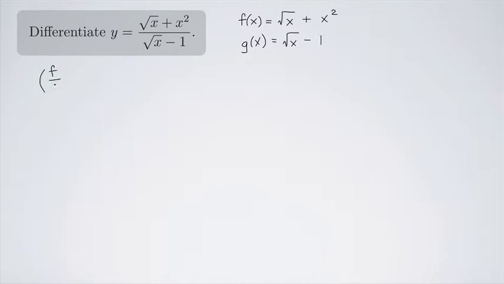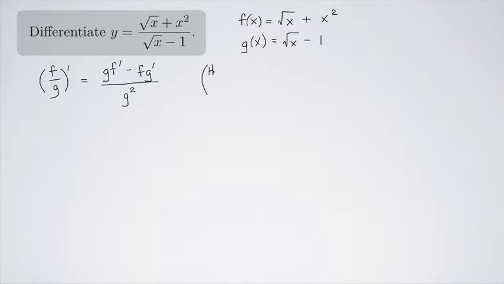And since it's a quotient, I have to use the quotient rule. If I have a function f divided by a function g and I want to find its derivative, then I have to use this somewhat complicated formula, g f prime minus f g prime all over g squared. And how can you remember this?